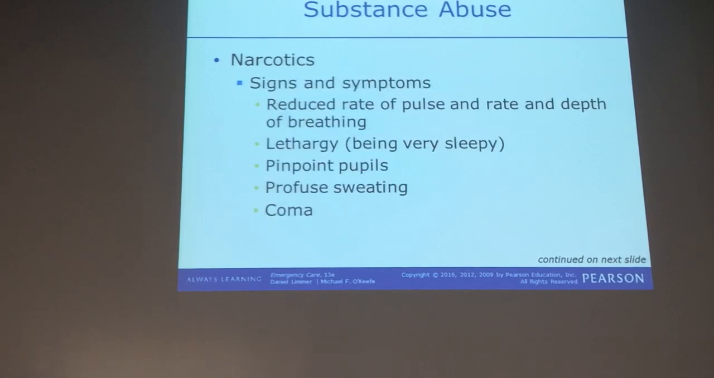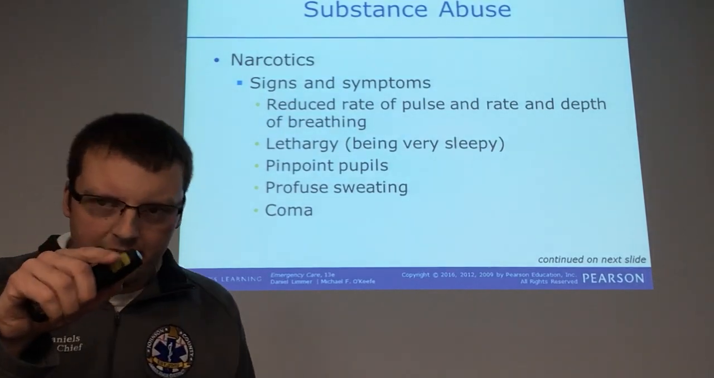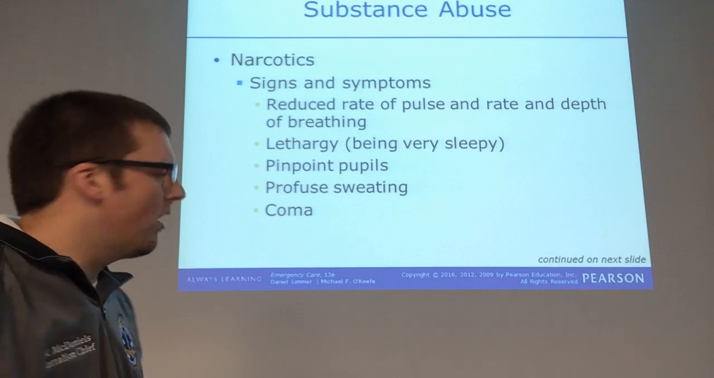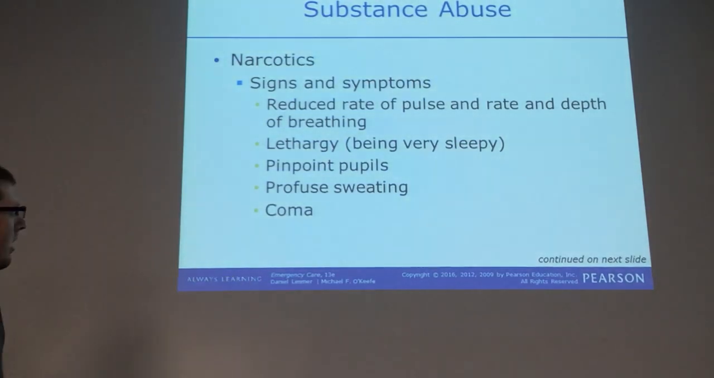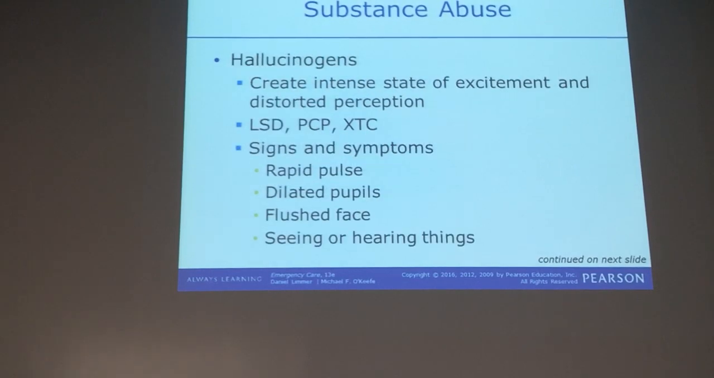Signs and symptoms of some narcotics: reduced pulse rate and reduced rate and depth of breathing. They'll be lethargic. They're going to have pinpoint pupils. What I mean by pinpoint pupils, when you're assessing the pupil, it's just going to be a little dot, right? Not very big at all. It's generally a very good sign that we're dealing with an opiate. Okay. Profuse sweating, could even be in a coma, could not be breathing, could be in cardiac arrest.